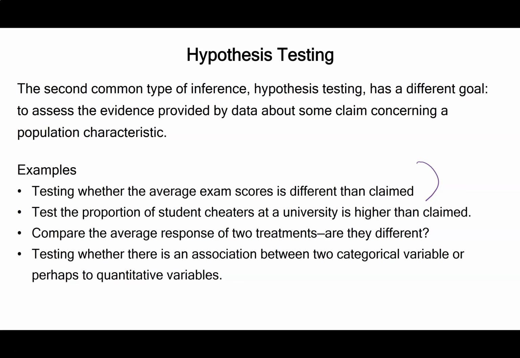So testing whether there's an association between two categorical variables or maybe two quantitative variables. So you want to know, hey, are these two things related to each other? Be careful. You don't want to say, does one cause the other, unless it's specifically like a randomized experiment. You want to be very cautious about that.